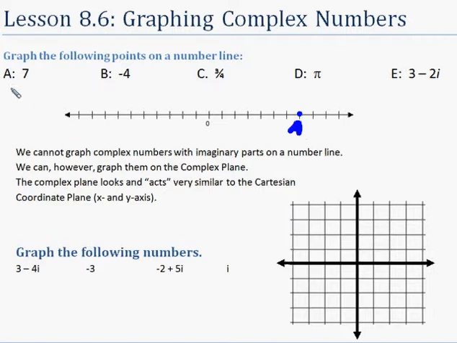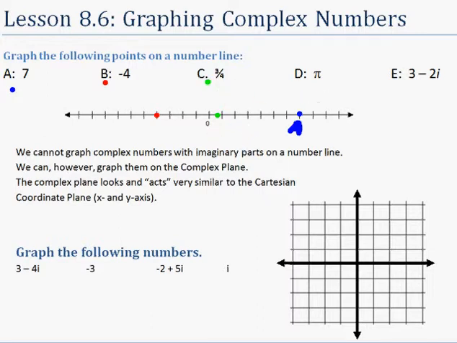Point B, so actually maybe we can do this. A was blue. B will be in red. So point B is -4. Go backwards 4: 1, 2, 3, 4. That's B. C will be in this bright green. Hopefully we can see it. 3/4. Well, that's partway between 1 and 2. Here's half, and then 3/4 is halfway between there. That's about 3/4, so that's C.